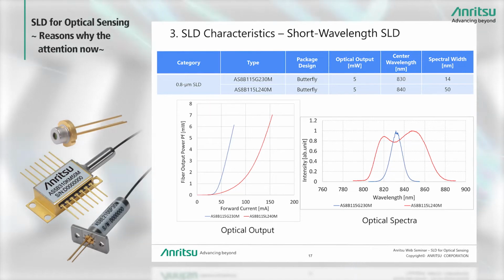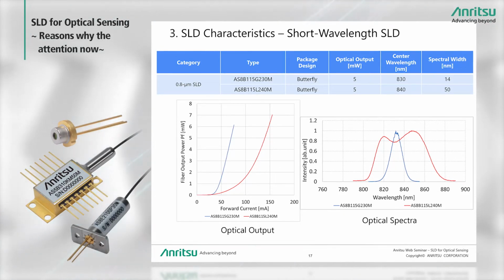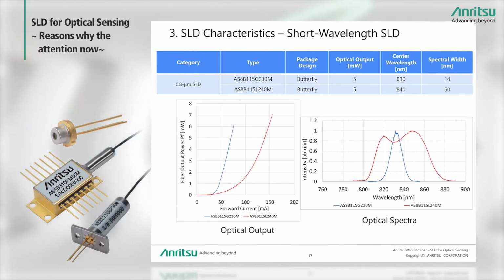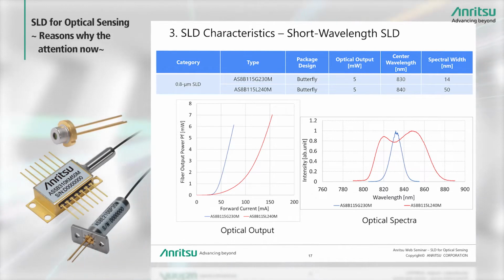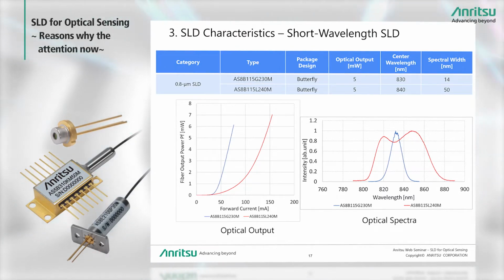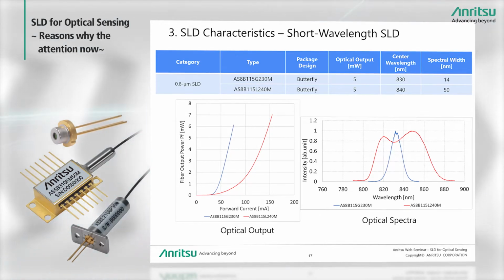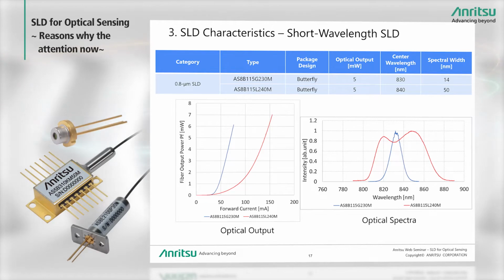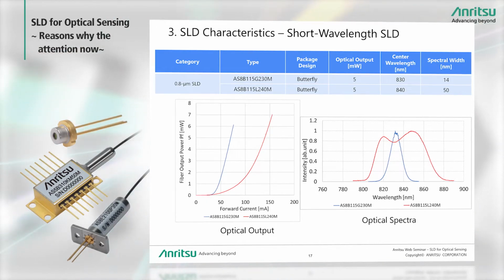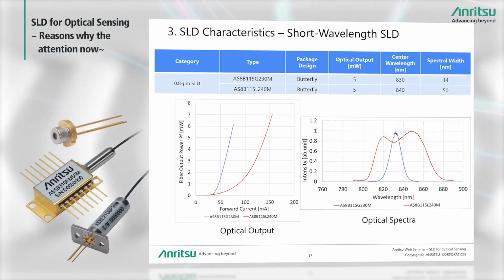The graph on the left shows the optical output with forward current on the x-axis and optical output power on the y-axis. The graph on the right shows optical spectra, and the blue line is the plot for the narrow spectral width AS8B115G230M, and the red line is for the wide spectral width AS8B115BL240M. The blue spectral width plot is near Gaussian, while the red plot is bimodal, covering an extremely wide spectral width.